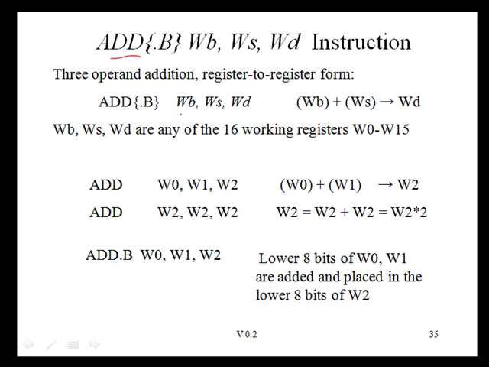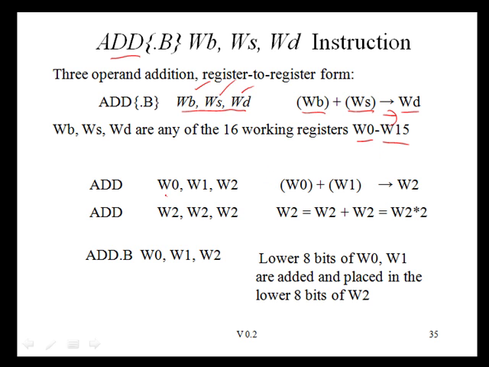This form of the add instruction is a register-to-register form in which we'll take one working register, add it to another, and store the result in a destination working register. Any of these operands can be one of the 16 working registers, W0 to W15. Let's take a look at a couple of examples.